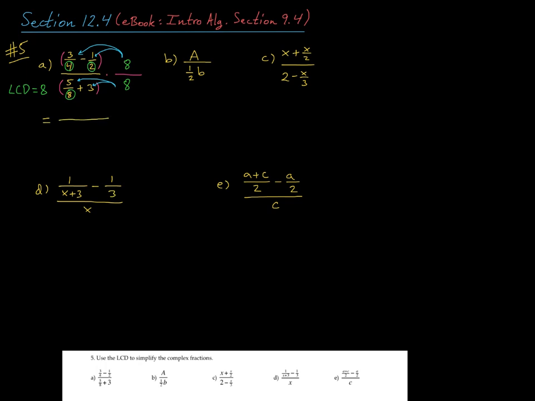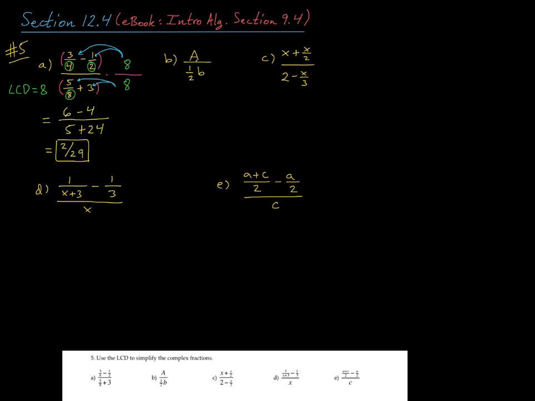So what's 8 times 3/4? Well, 8 divided by 4 is 2, and 2 times 3 is 6. And then I'm going to subtract from that a half of 8, and that would be 4. And then downstairs I have 8 times 5/8, and the 8s would just divide out, so that would just leave me with 5. And then I'm going to get plus 3 times 8, which is 24. So that simplifies to 2/29. All right, pretty nice.